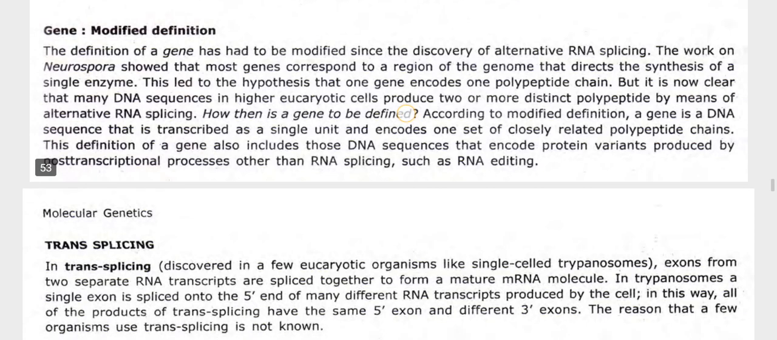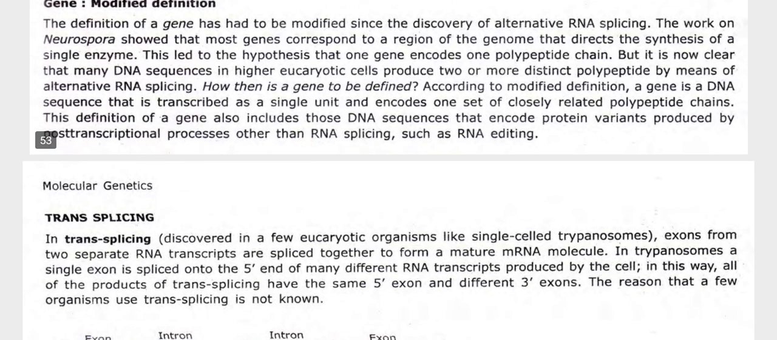Then gene modified definition. The definition of a gene has had to be modified since the discovery of alternative RNA splicing. The work on Neurospora showed that most genes correspond to a region of genome that directs the synthesis of a single enzyme. This leads to the hypothesis that one gene encodes one polypeptide, but it is now clear that many DNA sequences in higher eukaryotic cells produce two or more distinct polypeptides by means of alternative RNA splicing. How then is a gene to be defined?